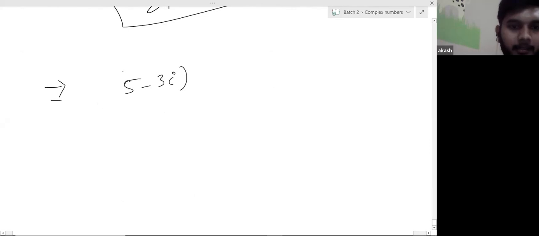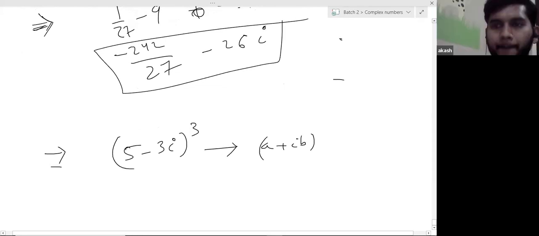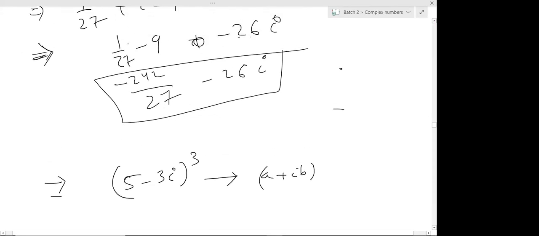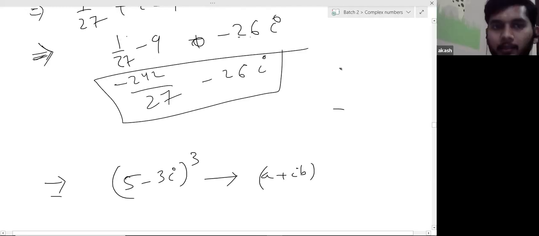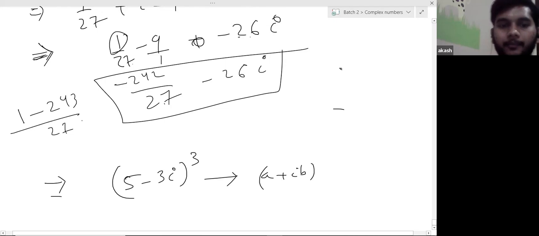5 minus 3i whole cube. All right, a plus ib form. Okay. Sir, 27 into 9 is, see, this is 243, I guess. Yeah, but this one is also cancelled, right? If you take LCM 27, you will have 1 minus 243. Yeah. Okay.